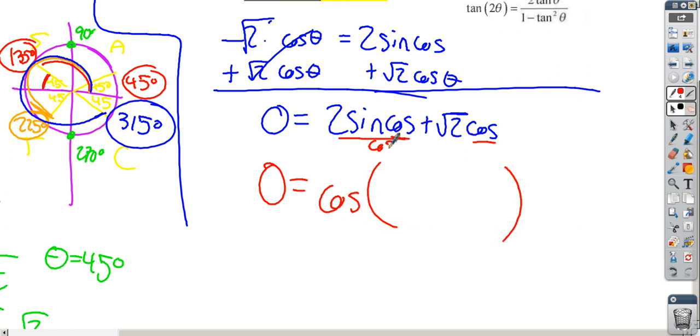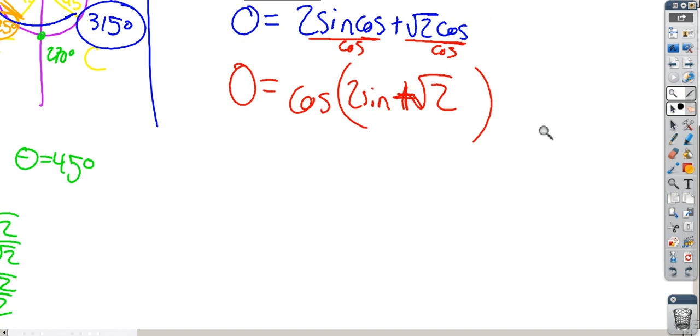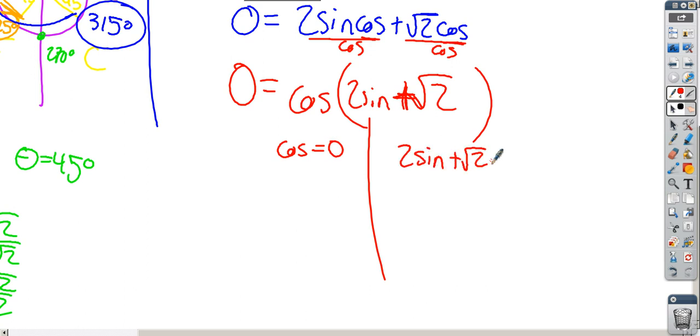If you pull one out from here, you would be left with 2 sine. You pull a cosine out from here, you're left with radical 2. It's a plus radical 2. So how can we make this 0? We can set each part equal to 0. So cosine equals 0 here, and 2 sine plus radical 2 equals 0 here.